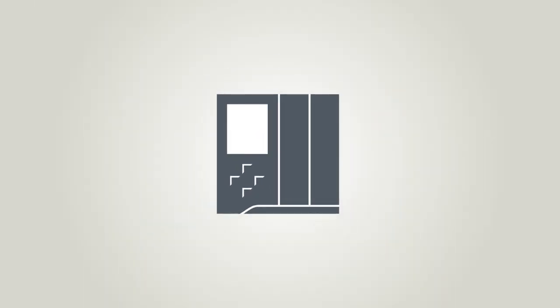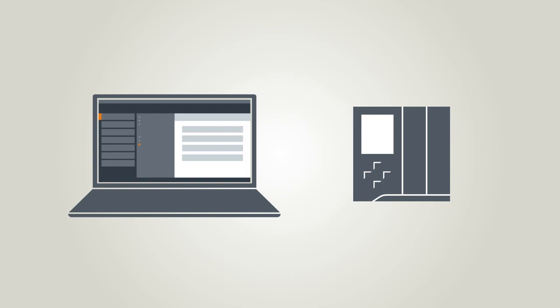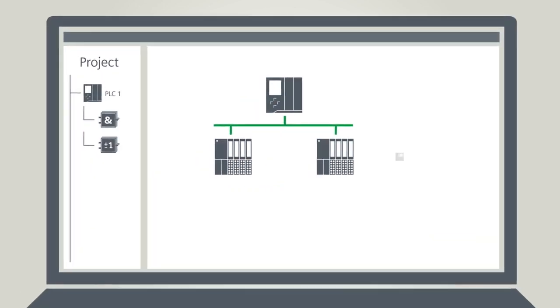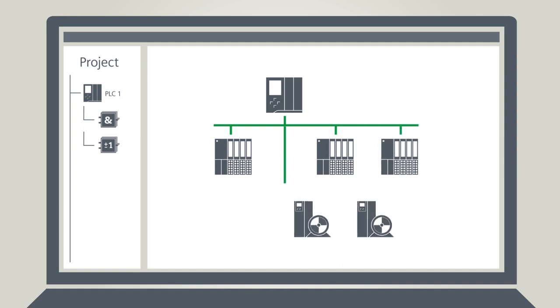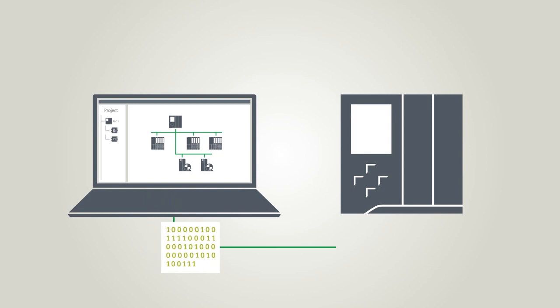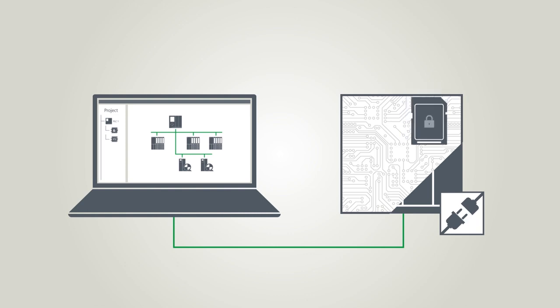Let's map out the user program from the programming device across the various memory areas of the controller. The first step is for the user program and the hardware configuration to be created as an offline project via the TIA Portal. In the next step, the project data is downloaded to the load memory of the controller. The load memory retains all data even after a voltage failure.